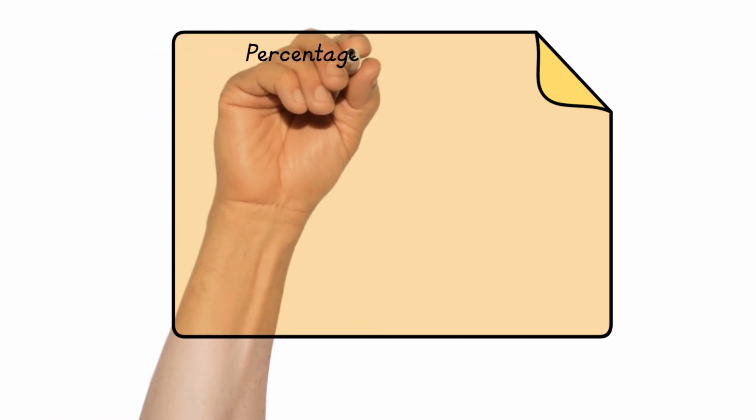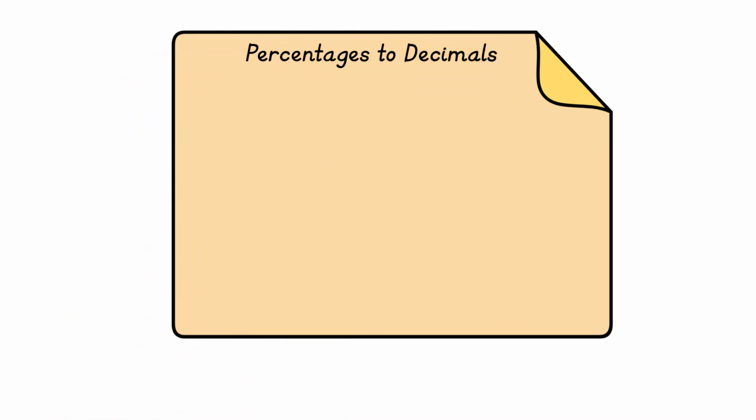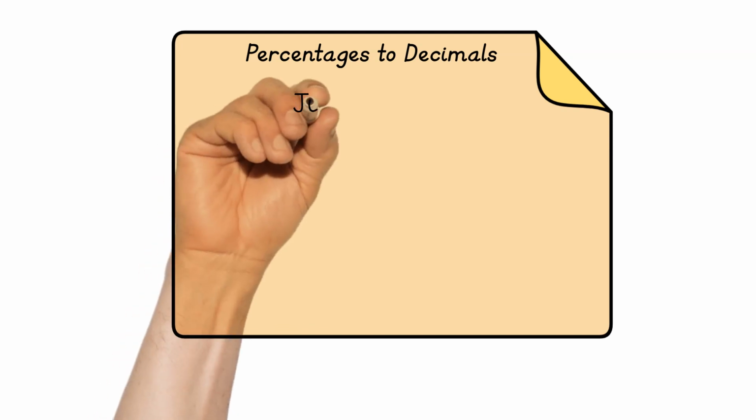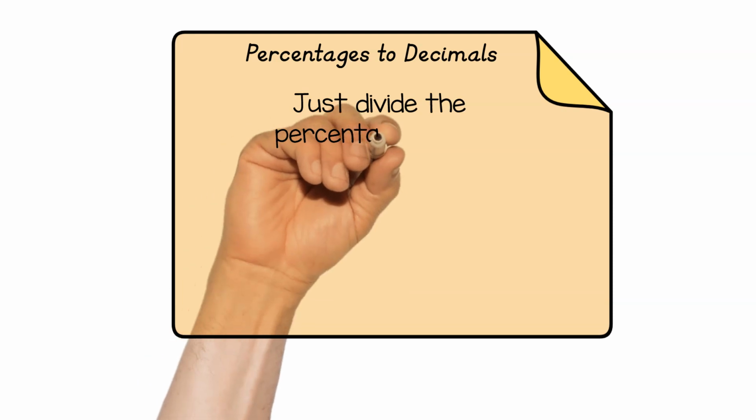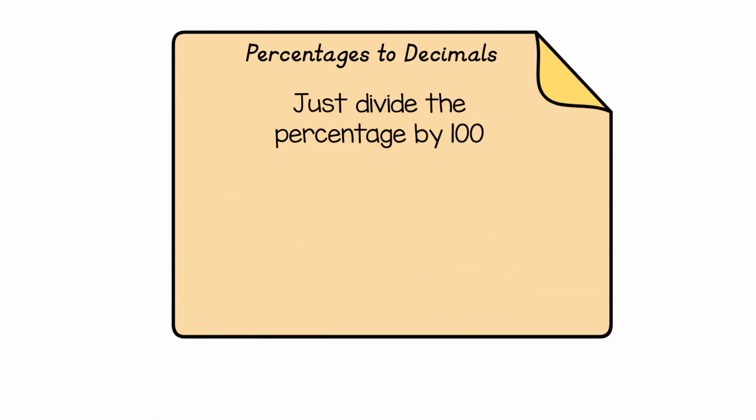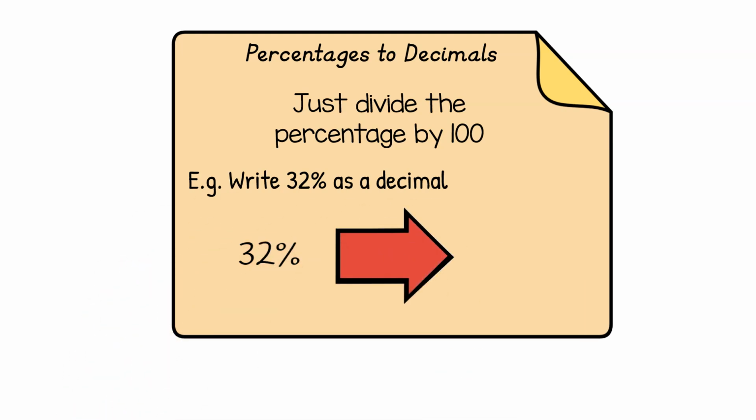But what if you were going backwards? So we just figured out how to go from decimals to percentage. But what about percentages back to decimals? Well, if decimals to percentage was times by 100, percentages to decimals is just divide by 100. So for example, write 32% as a decimal. Well, 32 divided by 100 gives you 0.32, and that's my decimal.